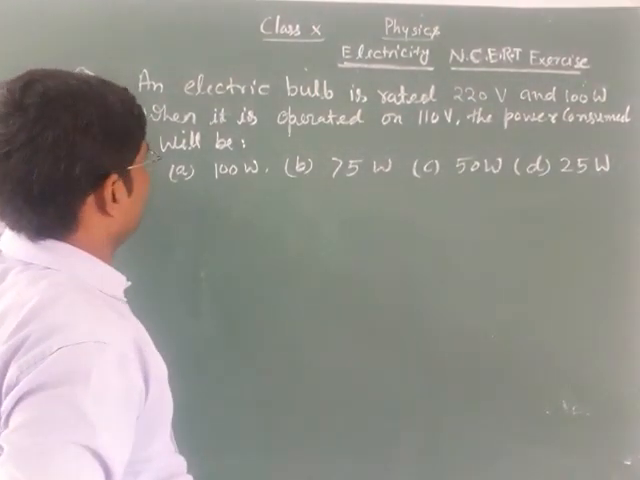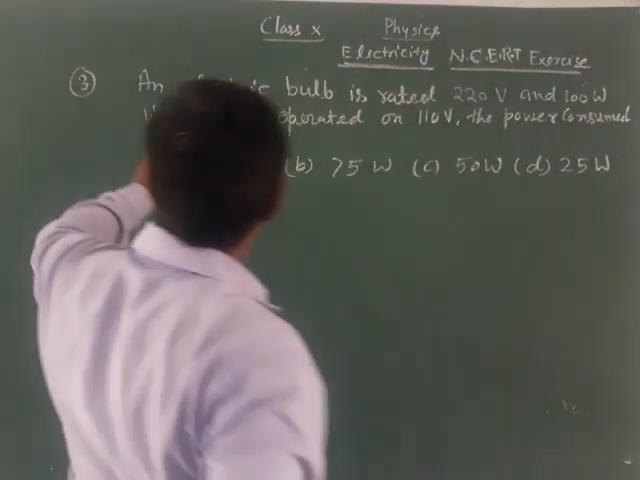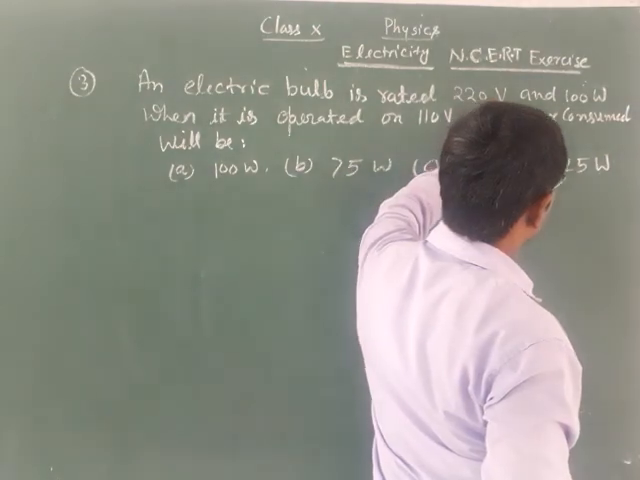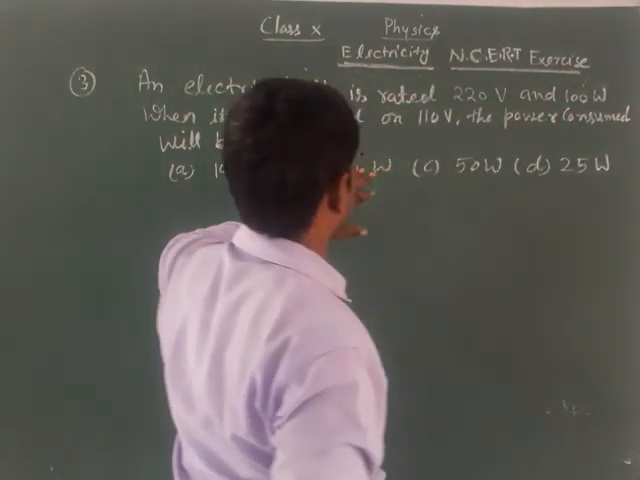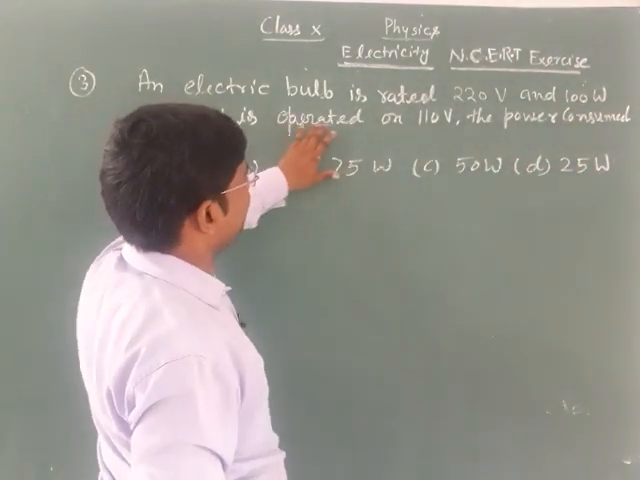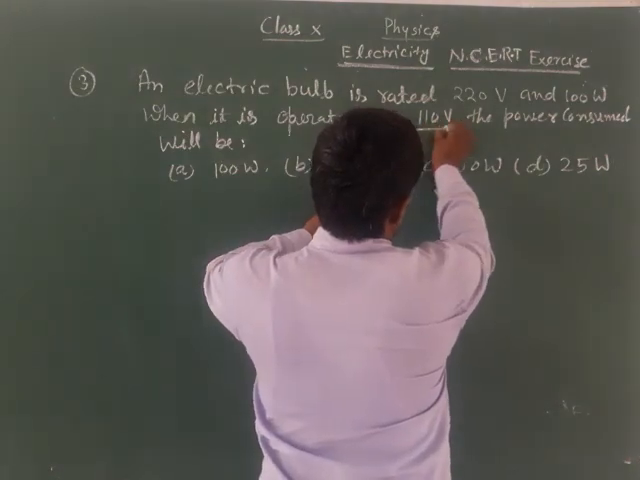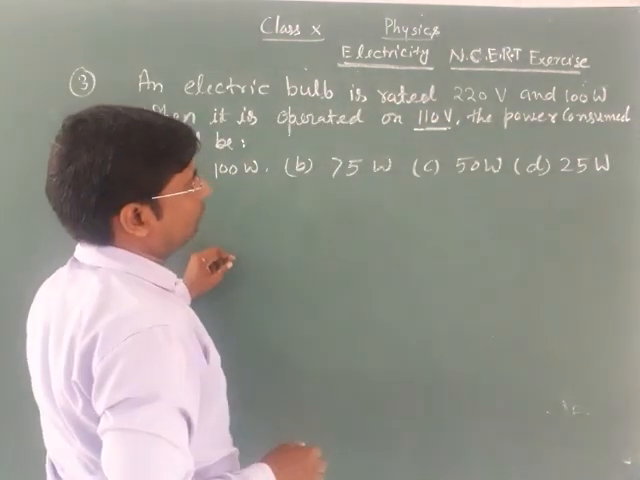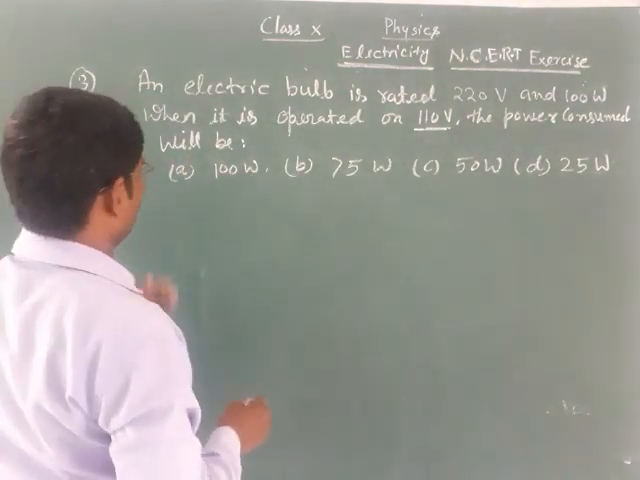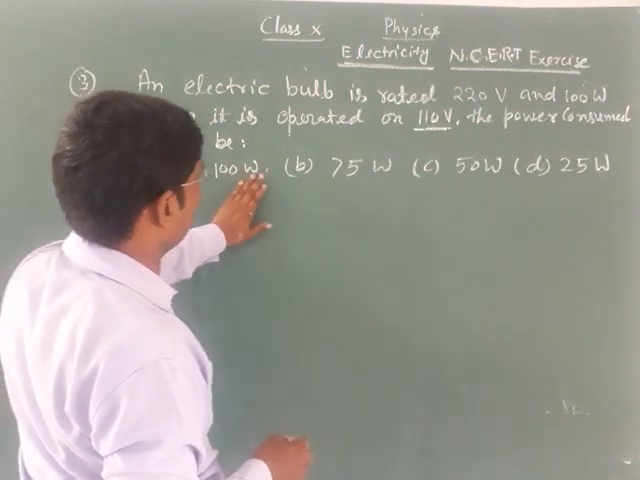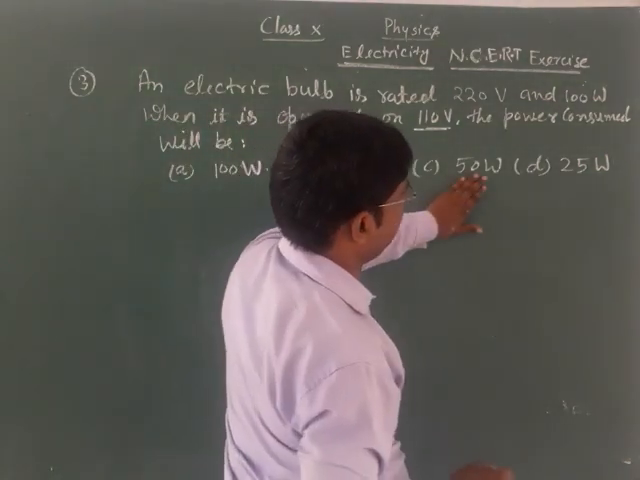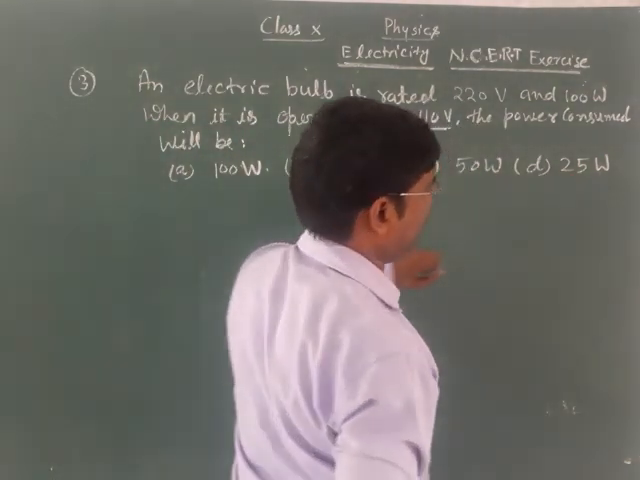Question number 3. An electric bulb is rated 220 volt and 100 watt. This is potential, this is power. When it is operated on 110 volt potential, the power consumed will be. Options: first 100 watt, 75 watt, 50 watt and 25 watt.